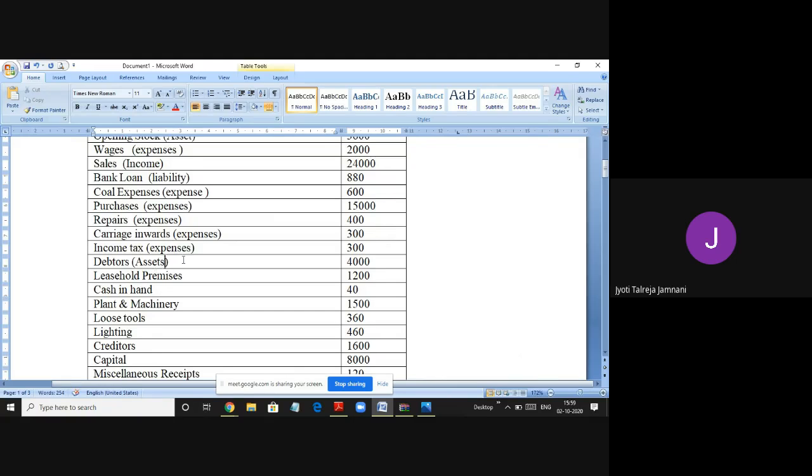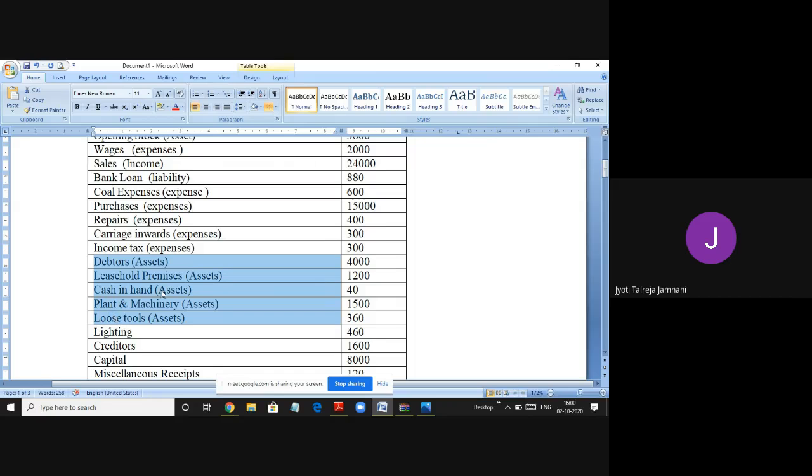The next is leasehold premises. Leasehold premises is also an asset. Even if you have taken it on lease, till the lease period gets over, it's your property, so it is an asset. Cash in hand is an asset. Plant and machinery is an asset, and loose tools is an asset. So all these five are assets.